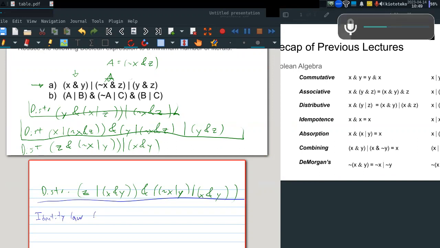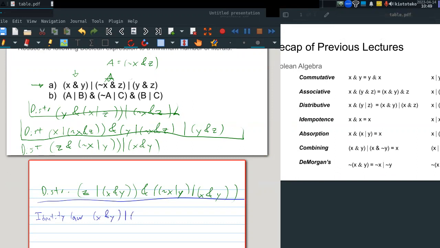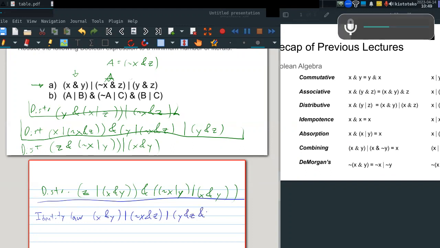Which tells us that X and Y, or X and Z, or Y and Z. And here's where we add one, no? Like identity law tells us that X and 1 is X, no? So it doesn't matter if you AND it with whatever you want, it will always be whatever it was in here, no?